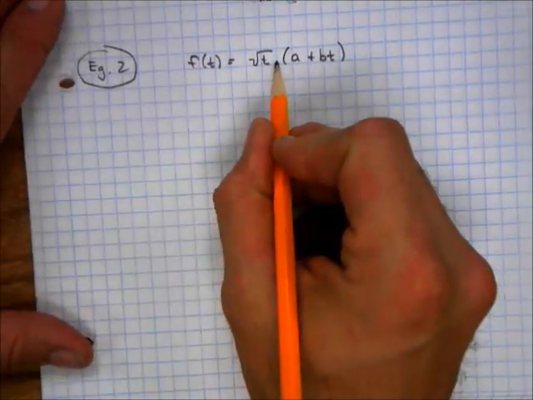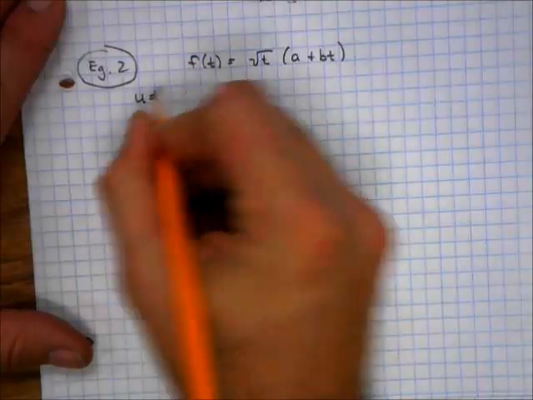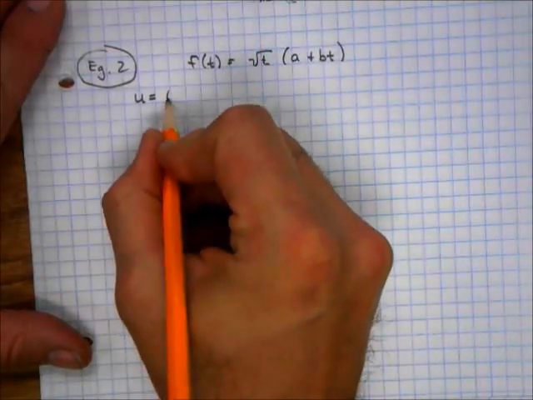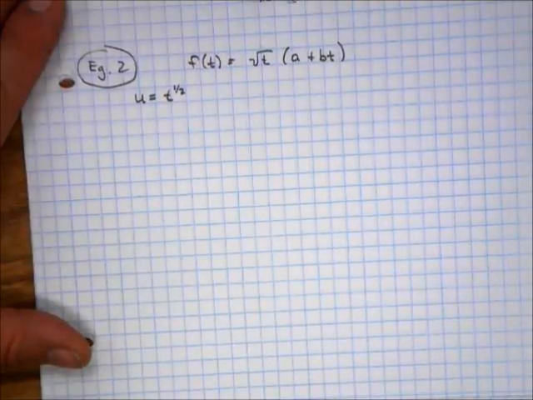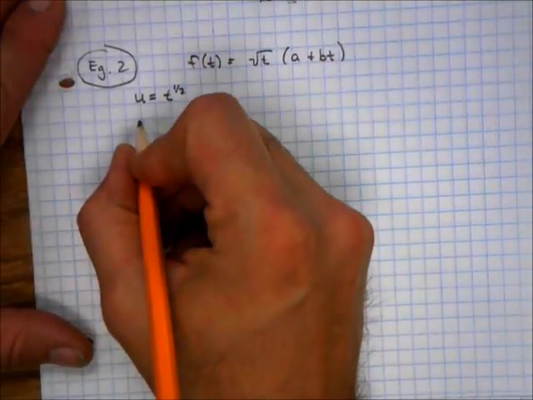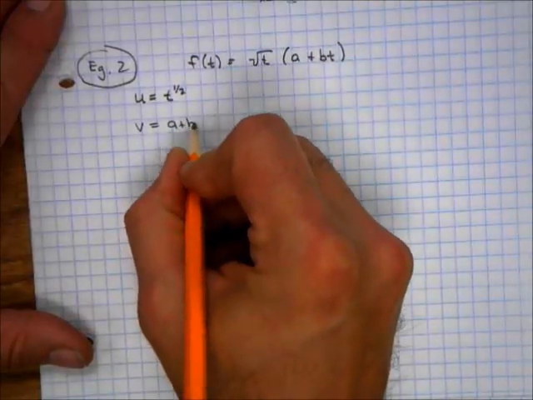We have a product going on here, so I'm going to go like this. U is this one, t to the 1/2 power. I always write it as powers instead of roots when I'm taking the derivative. Okay, v is a plus bt.